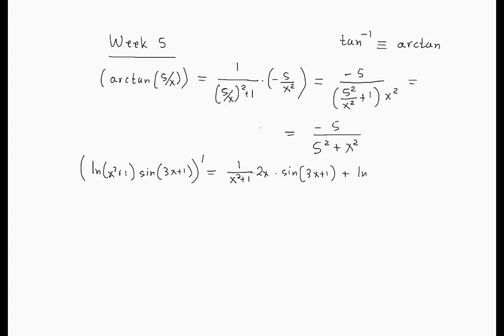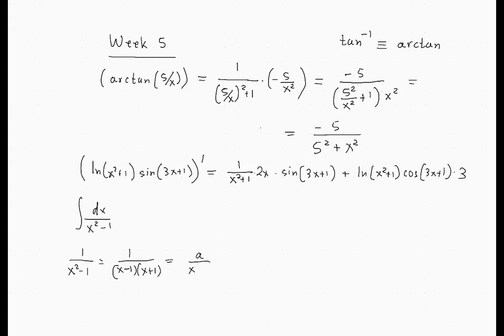And what is the derivative of sine of 3x plus 1? That would be cosine of 3x plus 1 times 3. And that's it. Now we have a couple of integrals. So we have the integral of 1 over x squared minus 1. This is a standard partial fraction decomposition where you take 1 over x squared minus 1, you write it as 1 over (x minus 1) times (x plus 1), and then you want to write this as a over x minus 1 plus b over x plus 1.